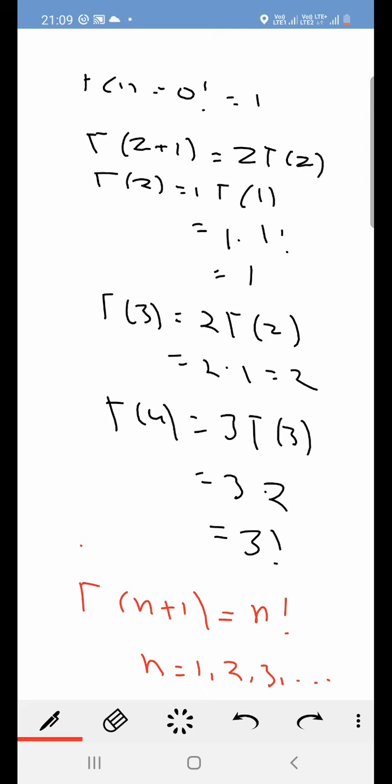Now, based upon this gamma function, there is a formula which is called the duplication formula.